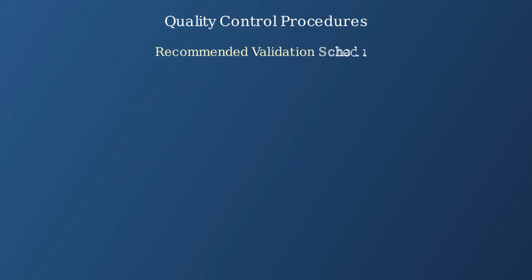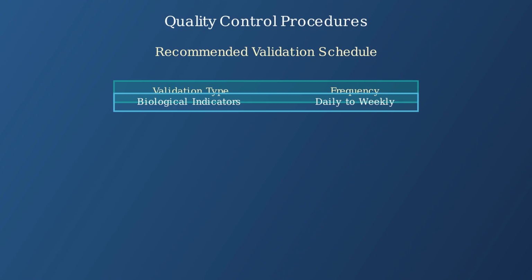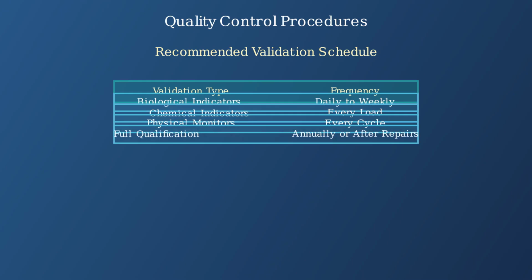Establishing a regular validation schedule is crucial for maintaining sterilization effectiveness. Biological indicators should be used daily to weekly, depending on your facility's requirements and risk level. Chemical indicators should be included with every load to provide immediate verification of exposure. Physical monitors automatically record parameters for every cycle and should be checked consistently. A full qualification of the sterilization equipment should be performed annually or after any major repairs or modifications.